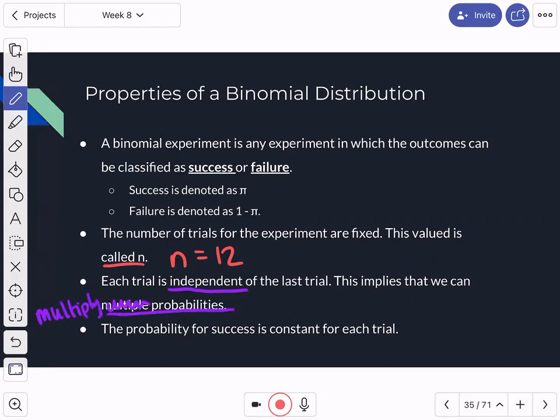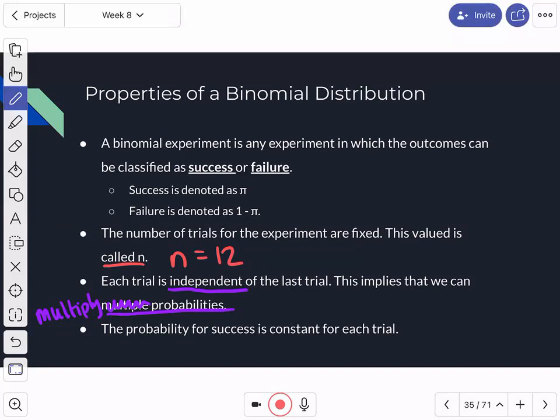We can multiply probabilities. And the last thing about a binomial distribution is that the probability of success is fixed or constant, which means it doesn't change from problem to problem. So when you're guessing on a test, your probability of getting something right isn't going to change from problem to problem. All right. So there are 4 properties.